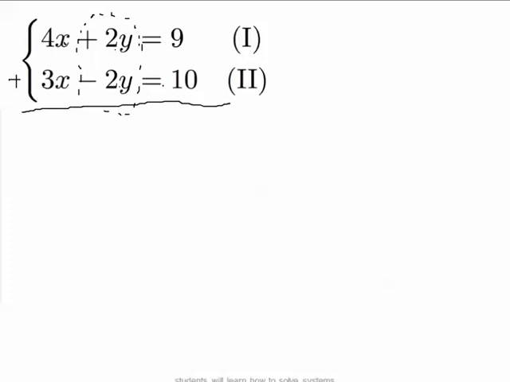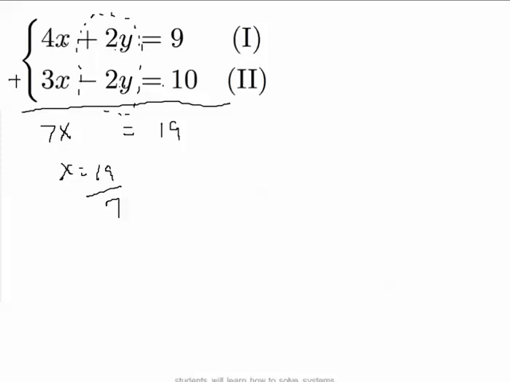4x plus 3x is 7x. 2y minus 2y is 0, so I'm not even going to write that down. 0 equals 9 plus 10, which is 19. Look at this. Now I've only got one value here. So I could say that x is equal to 19 over 7. What did I do? I divided by 7. I skipped that step. But you can see how I got a value for x real quickly, didn't I?